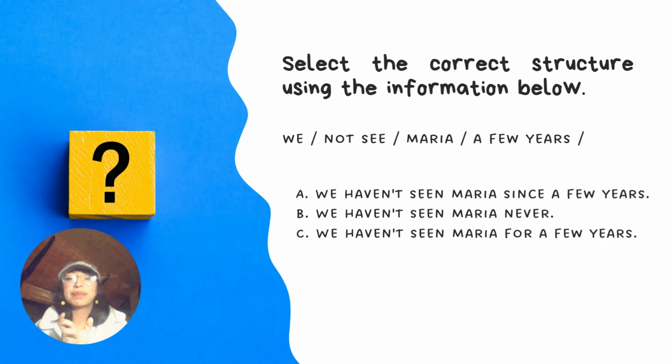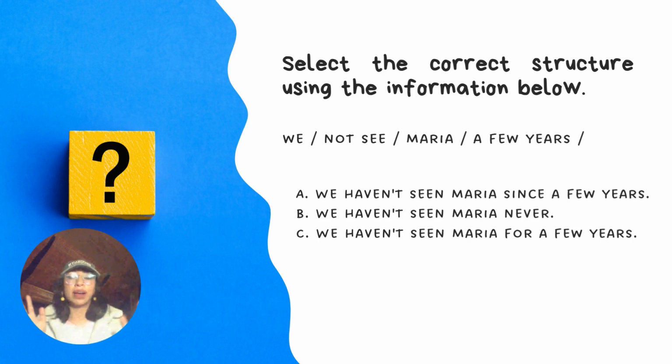We haven't. The abbreviation is okay. The verb in past participle: seen Maria for a few years. This is the correct one because we use the preposition for. It is used when, for example, I have studied English for 3 years. I have learned how to dance for 2 weeks, and things like that.